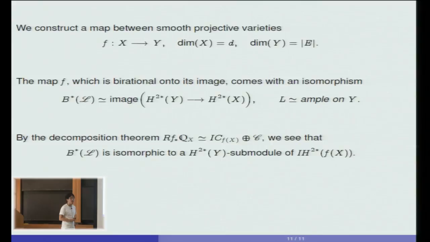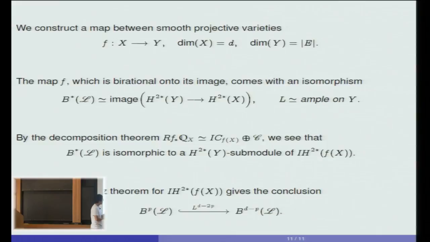Although f(X) is usually very singular, I know that its intersection cohomology should satisfy the hard Lefschetz theorem. And one thing nice about the hard Lefschetz theorem is that it says something is bijective. In particular, it says it's injective. But injective maps restrict to injective maps. So if I have a submodule of it, then I'll get an automatically injective mapping.